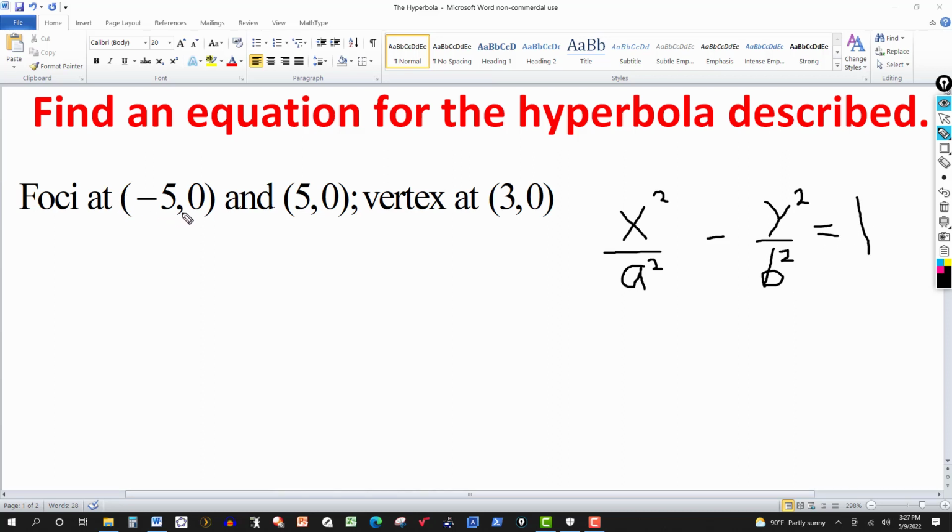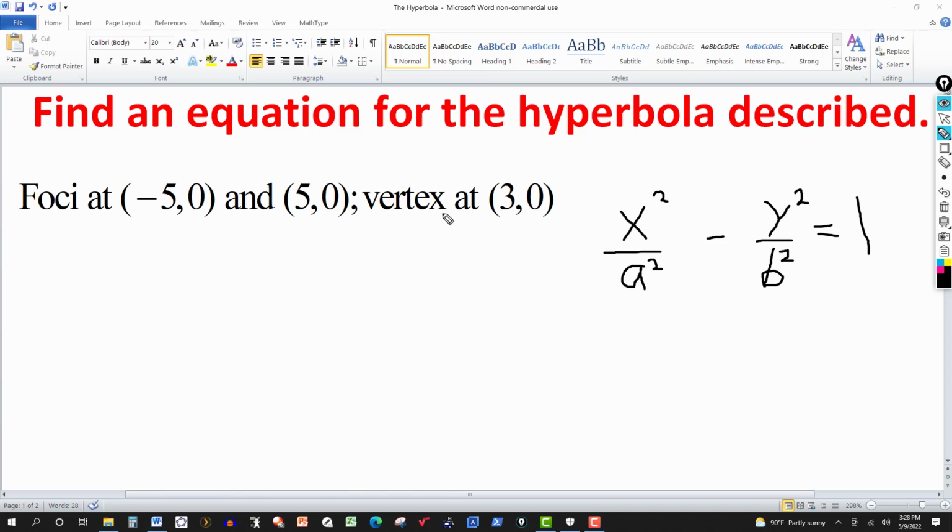Had the foci been at, say, 0, -5 and 0, 5, then it'd be the other way around. We'd have a plus here and a minus over here with the x term, and the a squared would be under the y squared, and we proceed from there. But from this information, it's clear that the center is at the origin. The transverse axis is the x-axis here. We have a vertex at 3, 0.